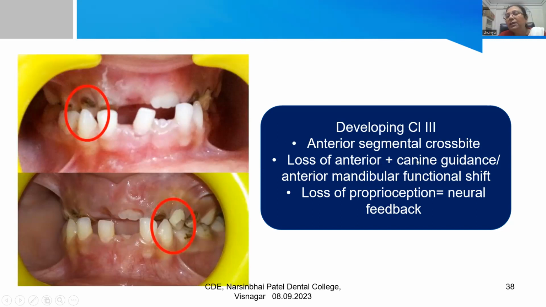Loss of anterior plus canine guidance for the placement of the mandible. So motor skills are not getting developed and growth center in the TMJ is getting changed. So it will become a permanent class 3, but at this time it is a class 3 developing only. Loss of proprioception, and there is lack of neural feedback, and there is no learning of motor skill, and so slowly the mind also will forget what the actual mandible position was. Okay, so this should always be done.